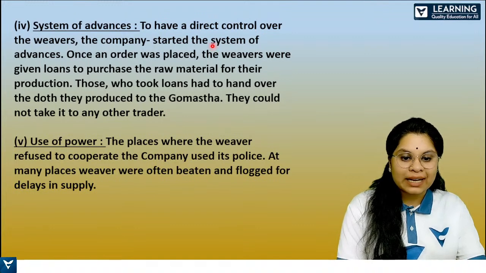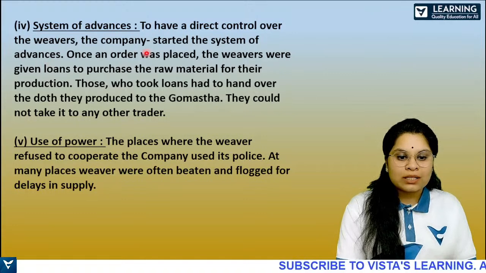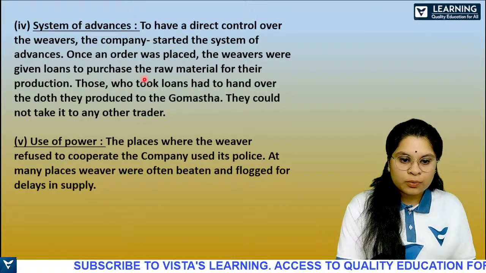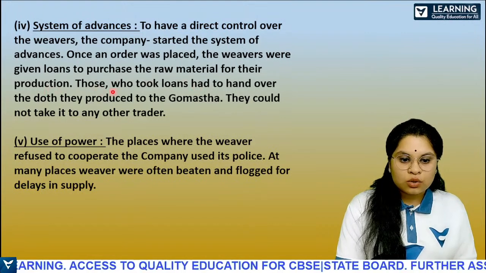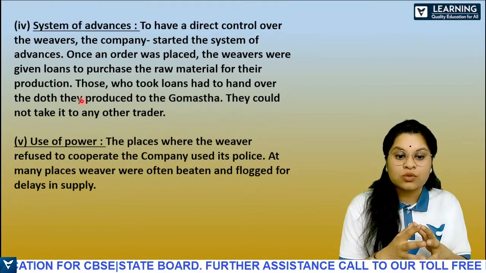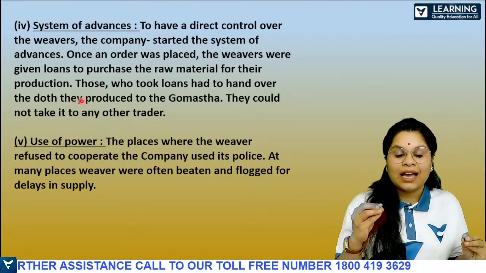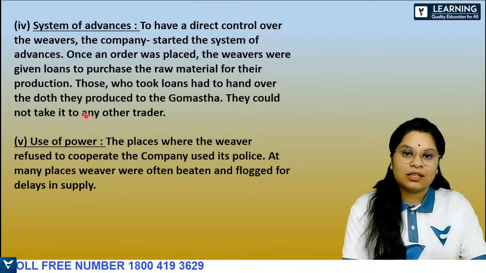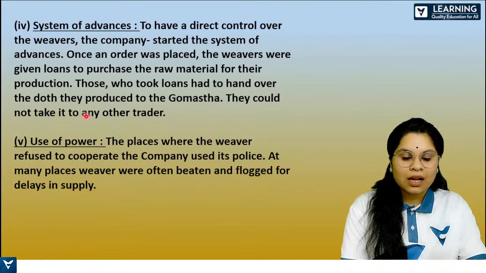To have a direct control over the weavers, the company started the system of advances. So once an order was placed, the weavers were given loans to purchase the raw materials for their production. Those who took loans had to hand over the cloth they produced to the Gomasta. They could not take it to any other trader except the Gomasta. That was the rule made by the East India Company.